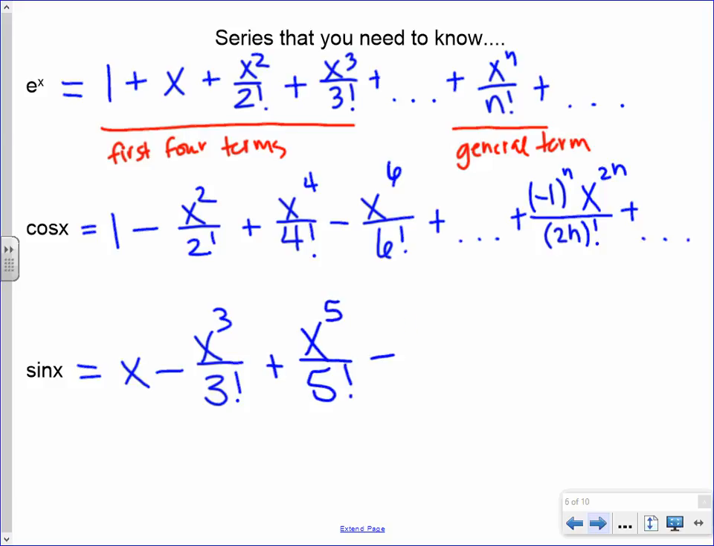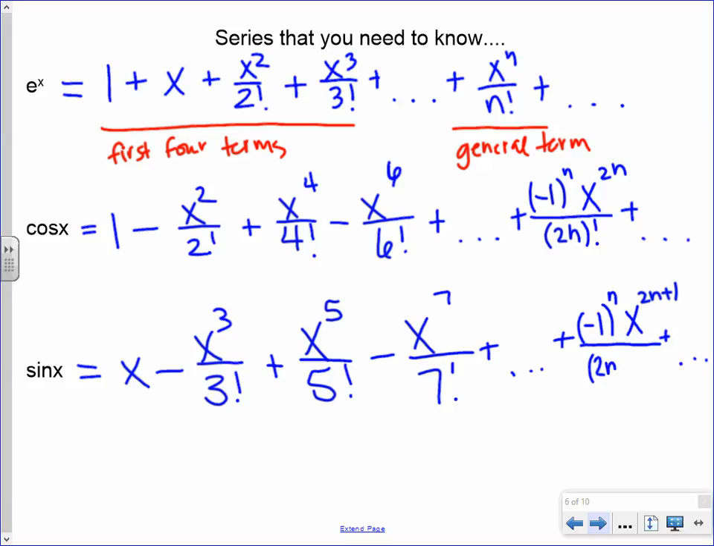So what's happening here is we get all of the odds, and they alternate. So we still have an alternating series, but now we have x to what power? N. Well, would it be 2n minus 1? It'd be 2n plus 1 because we always begin at 0. And so 2n plus 1 would be the factorial that would have to match the power.